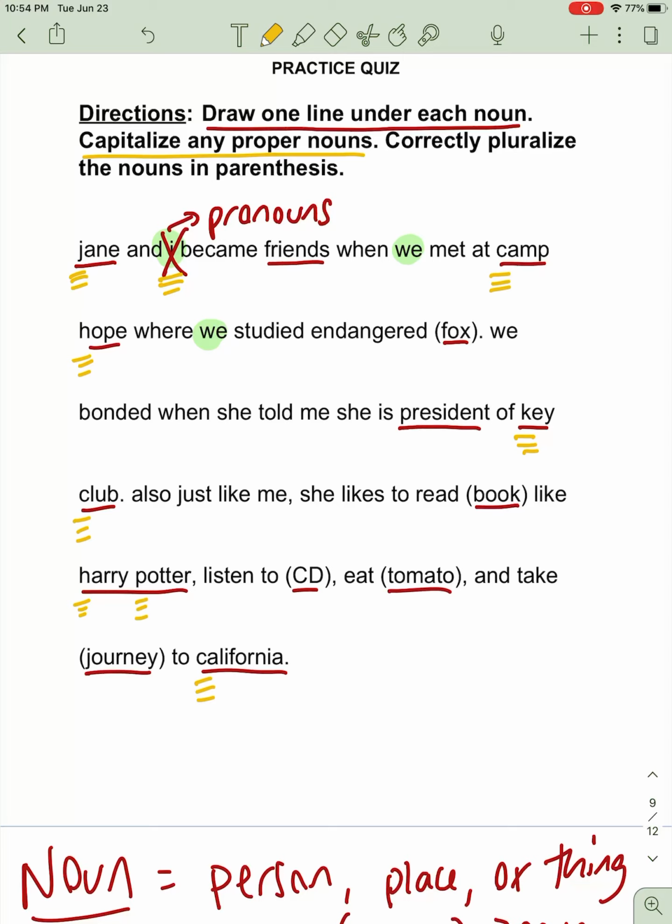Now, one that's kind of tricky here is president. President here is being used as a general term, so it's not going to get capitalized. The only time you're going to capitalize words like this is when they're being used as part of a title or referring to a specific person.